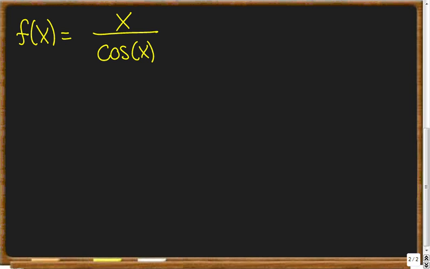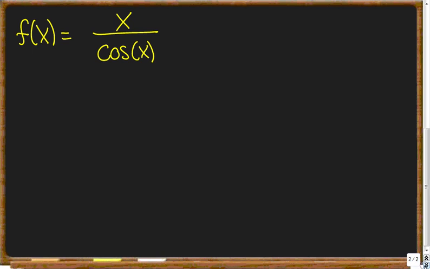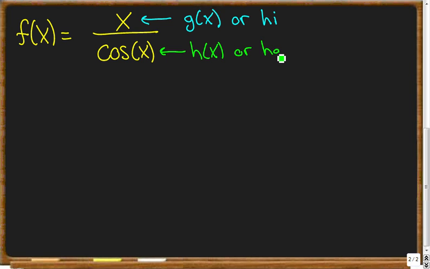All right. So I need to identify the different parts of my function. Excuse me, I'm just going to skip back for a second. So blue was high. So this is going to be my g of x, or we will call it high. And then this is my h of x, or ho. Okay, so we've got those things. So we've now just got to put our derivative together.